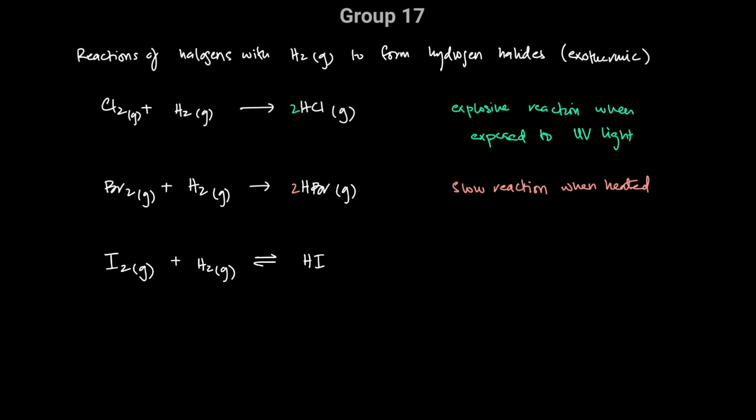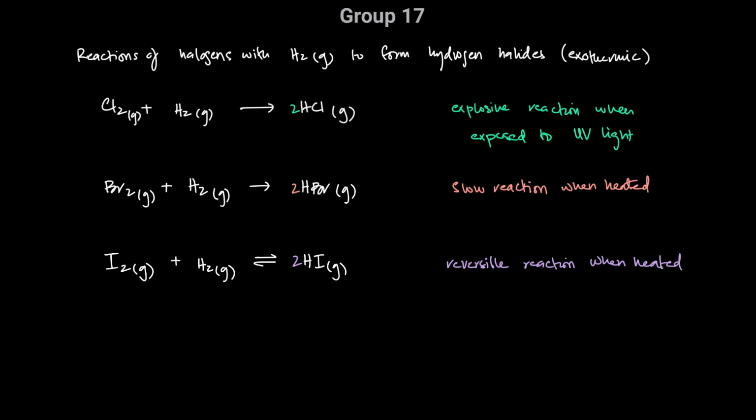It's the least favorable of the three reactions, since iodine is the least reactive of the three halogens that we've listed here. And we're going to form hydrogen iodide. Again, this is a gas, and this is a reversible reaction when heated. So it's the least favorable of the three reactions.